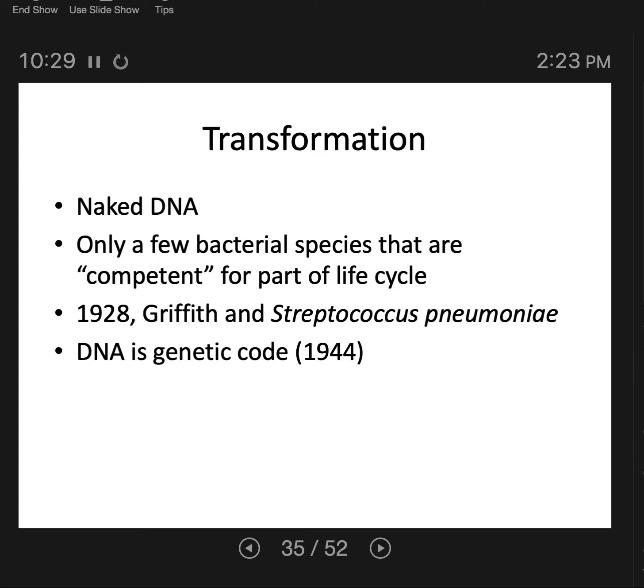Right? So that is transformation, and that's something that just prokaryotes can do. So some species of bacteria, like Streptococcus, can pick up the naked DNA from dead bacteria in their environment, incorporate it into their own genome, and therefore pick up qualities from those dead bacteria.